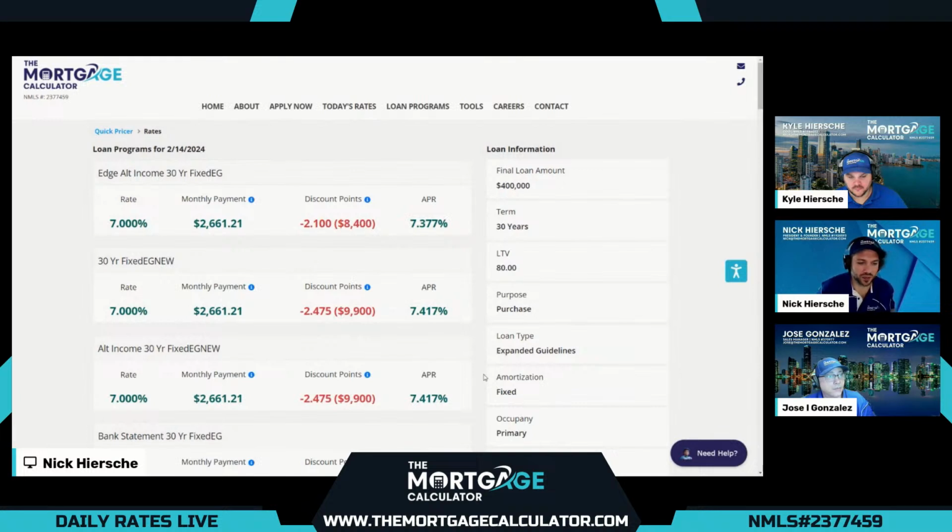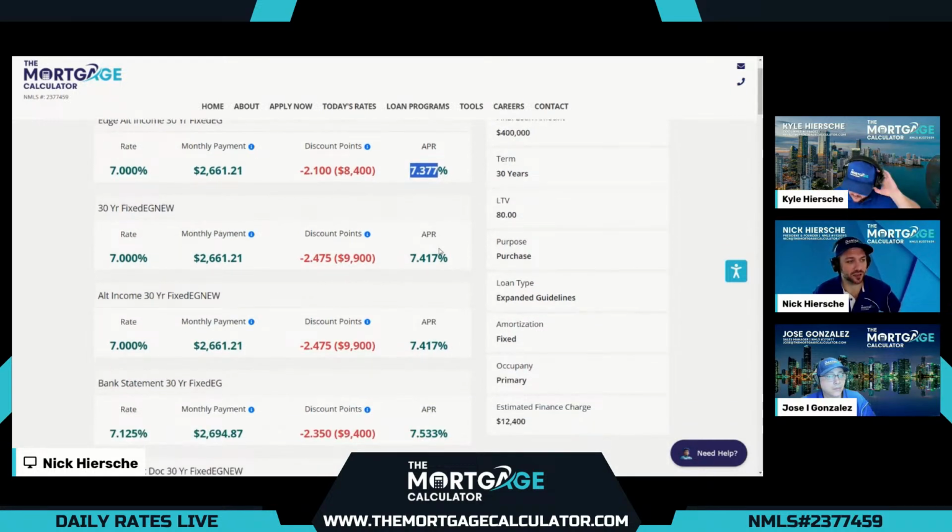And they did go back up a touch with the markets, unfortunately. Best option today, 7% rate for 2.1 discount points and cost. Puts the final APR at 7.377. However, we're still within a half a point of conventional, which is pretty amazing. So our customers that need to use bank statements, it's almost identical to conventional and FHA. As you can see here, the APR is about 0.5 higher. So for our customers that need to use it, these programs are amazing.